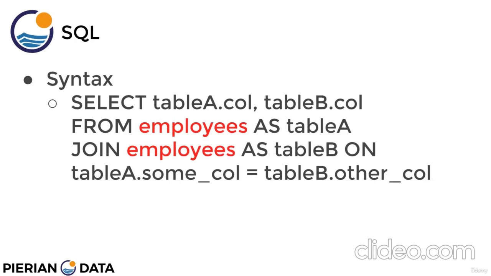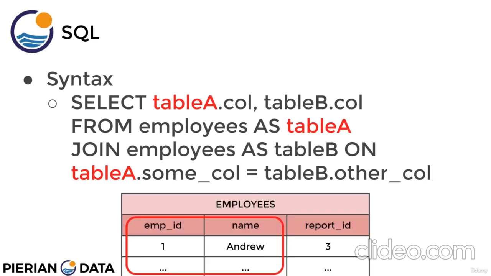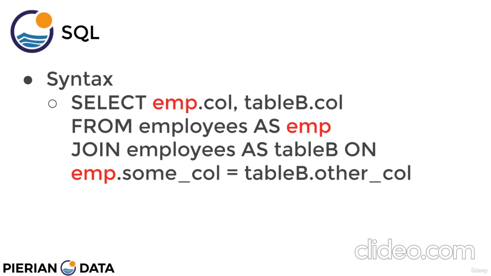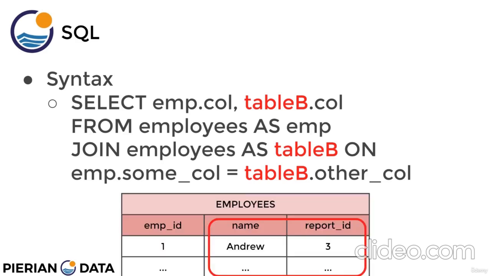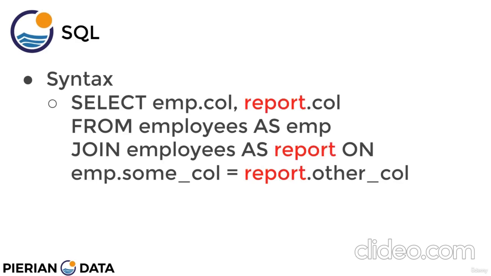And now it's time to select the first alias, which is table A. So what I want for my first column is the employee name. So I want to think of this as referring to the employee name based off the employee ID. So I'm just going to refer to that as EMP for employee. Then the second thing I want to do is focus on the person they report to. So for table B alias, I'll go ahead and label that, thinking of it as based off the report ID. So I'll label that as report.